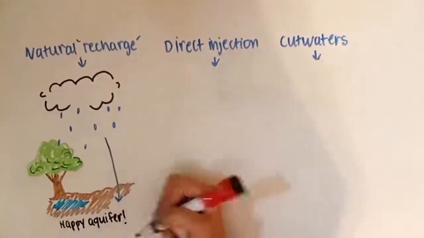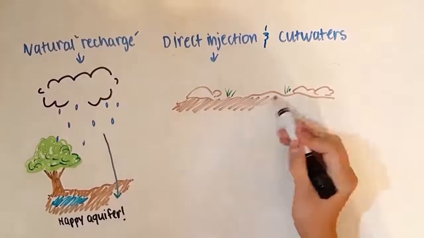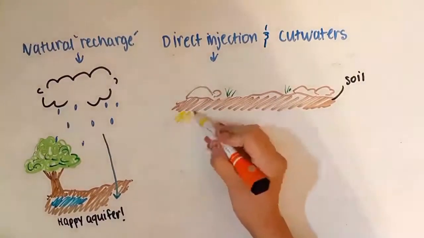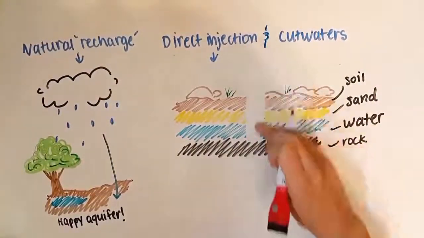Direct injection, where treated water is put directly into groundwater, is another option, as well as cut waters, which are areas of excavated land built in low-lying areas away from bodies of water to collect as much available surface water.